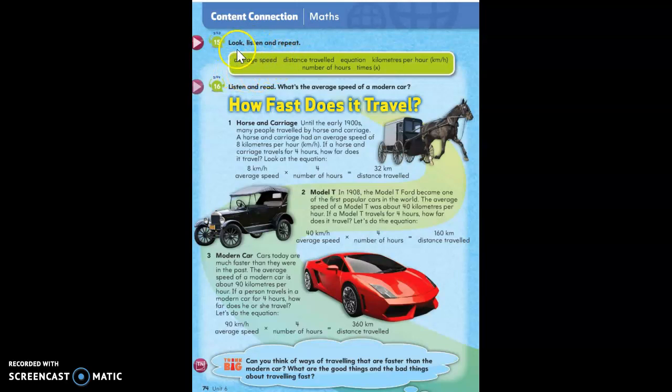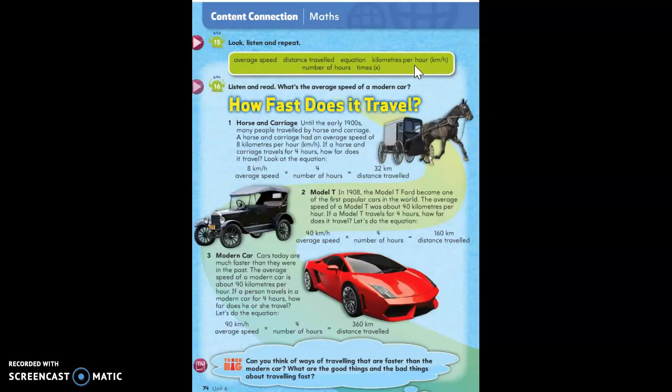Here we have some new words. Average speed. This means the kind of normal speed that they go, when they're not going really fast, they're not going really slow, but their normal average speed. Distance travelled is how far they travel. Equation is a mathematical formula. Kilometres per hour is how fast they travel.